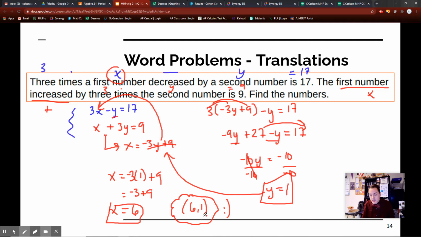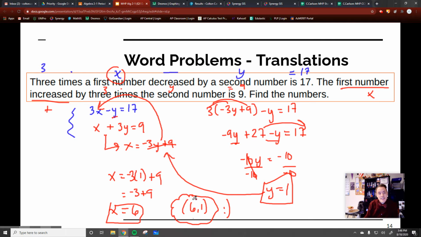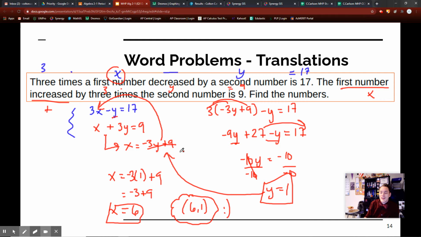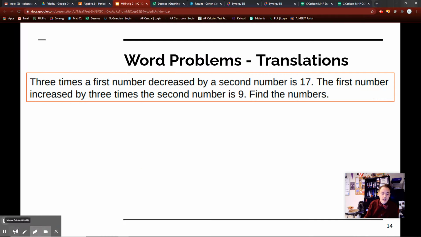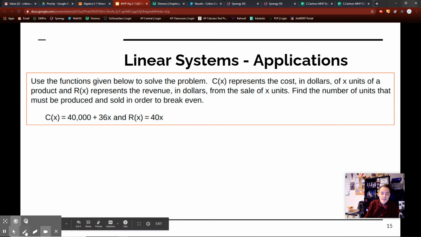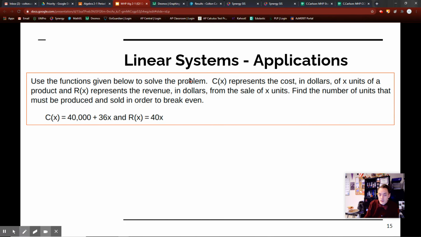I have 2 more questions on the application side of it, so you can be thoroughly prepared for your homework. Okay? So let's look at it. Looks a little bit scary, but it's not. So use the functions given below to solve the problem. C of x represents the cost in dollars of x units of a product, and R of x represents the revenue. So revenue is like the selling price.